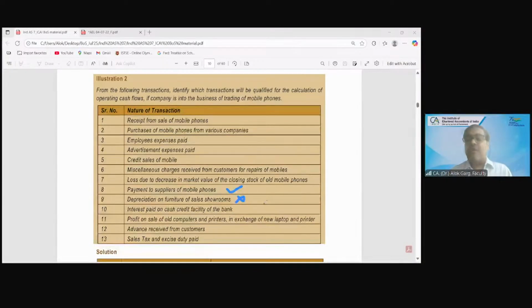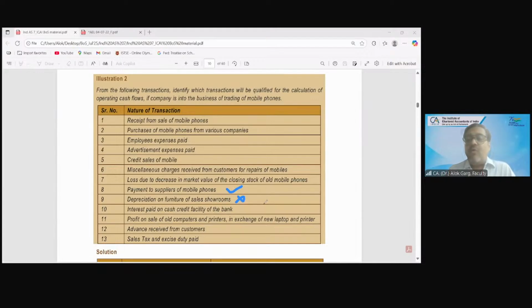Interest paid on cash credit facility of the bank, on CC limit of the bank. Interest paid is a financing activity. Okay. So it will not be an operating activity.